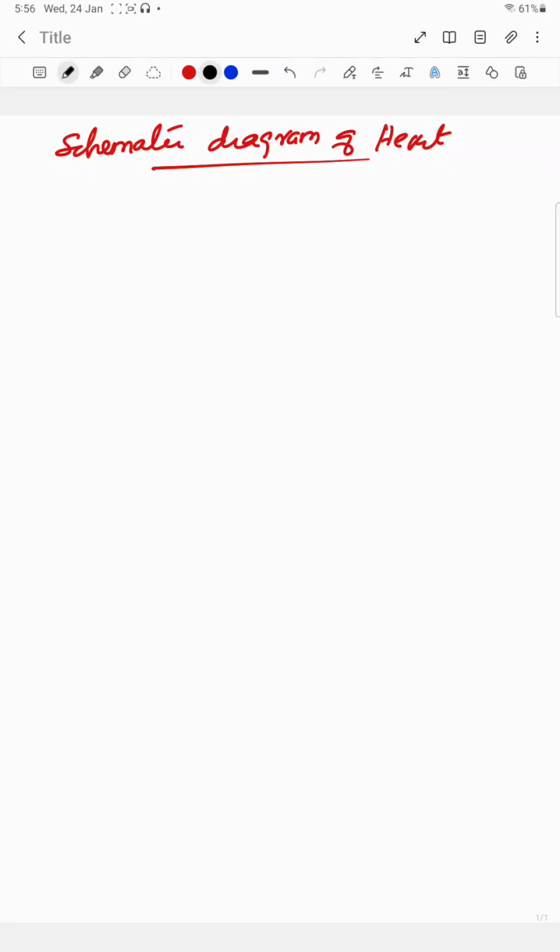Hello, I am going to tell you how to draw the schematic diagram of the heart. It will be helpful in drawing diagrams in examinations and all. Let us see how it is.